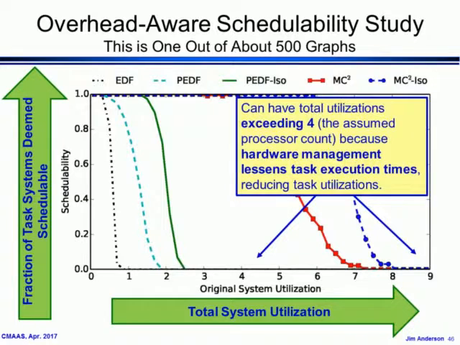Now, it's interesting to note we're on a quad-core machine, and I can give you total utilizations bigger than 4. The reason for this is if I turn on hardware management, execution times decrease, and therefore I can accommodate total utilizations that are bigger than 4, viewing utilizations through the eyes of the original execution costs that were there in an unmanaged system.